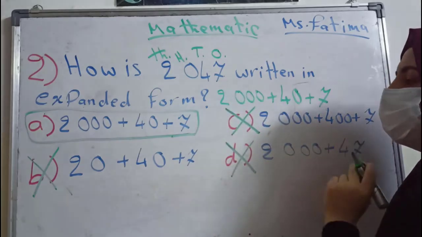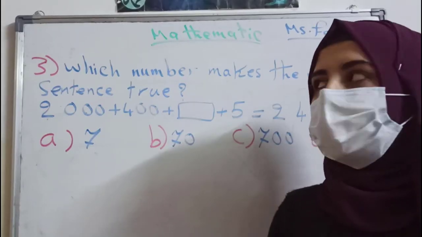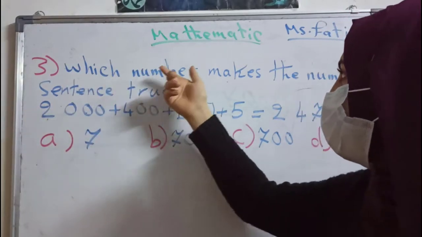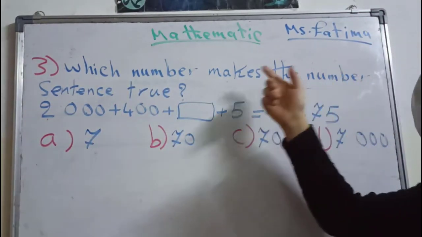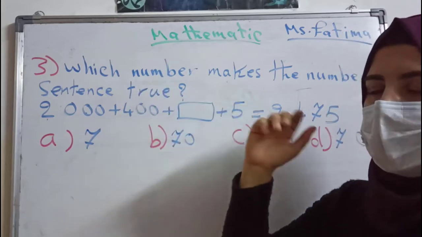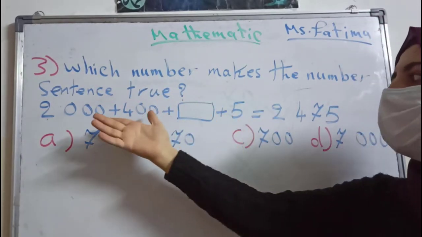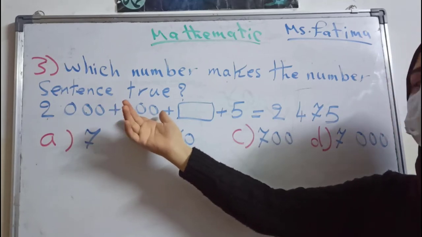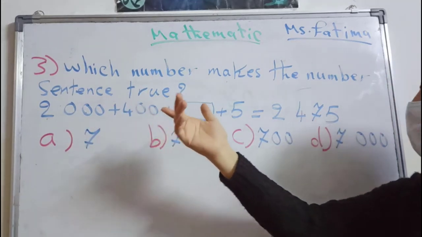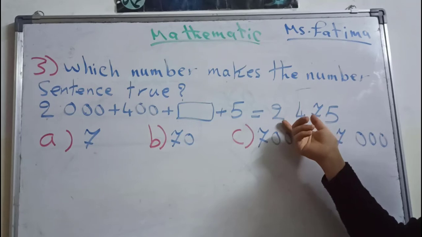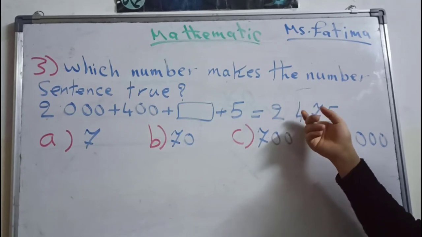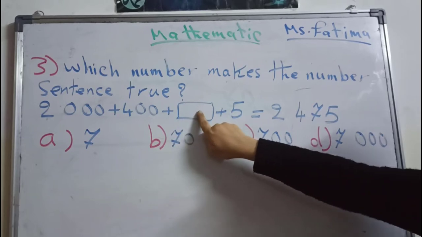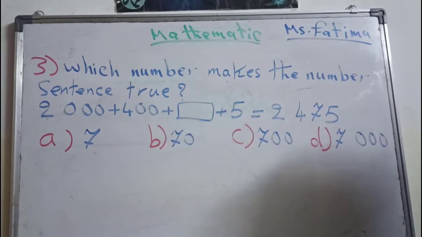It's like this. Now students, we get to solve equation 3. In equation 3, which number makes the number sentence true? We have those numbers, students. On the left-hand side we have the number written in expanded form, and on the right-hand side it's written in standard form. We use this number to write the number in this dash. We have the dash here.